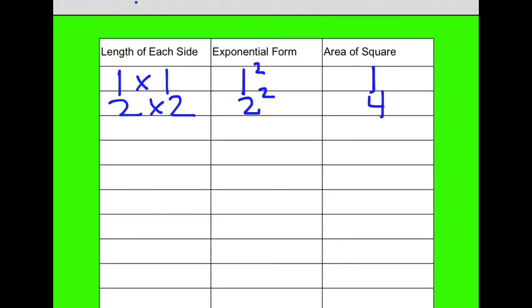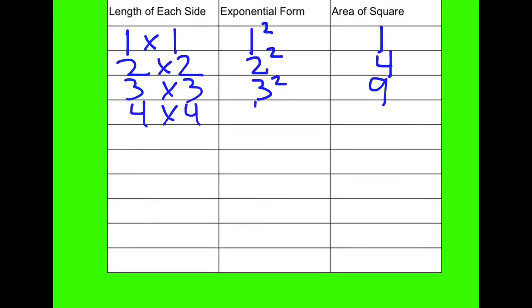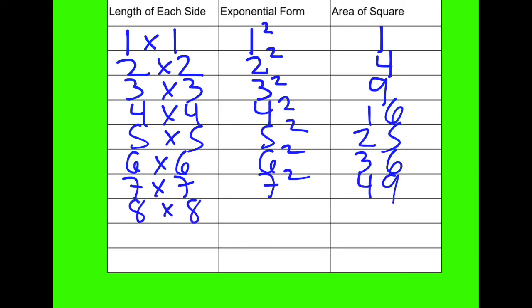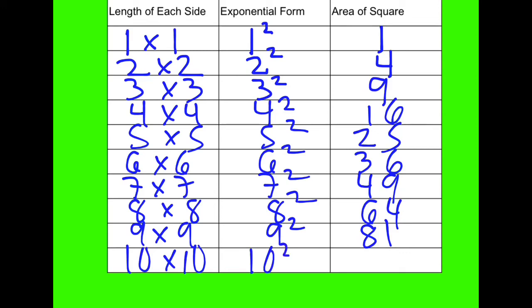So what I'm just going to do now is fill in this chart, and you can probably guess what's coming next, right? 3 by 3, 3 to the power of 2, or 3 squared, which is 9. 4 by 4, 4 to the power of 2, or 4 squared, which is 16. 5 by 5, 5 to the power of 2, 25. 6 by 6, 6 to the power of 2, or 6 squared, 36. 7 by 7, 7 to the power of 2, or 7 squared, which is 49. 8 by 8, 8 squared, or 8 to the power of 2, which is 64. 9 by 9, 9 squared, or 9 to the power of 2, which is 81. 10 by 10, 10 to the power of 2, which is 100.